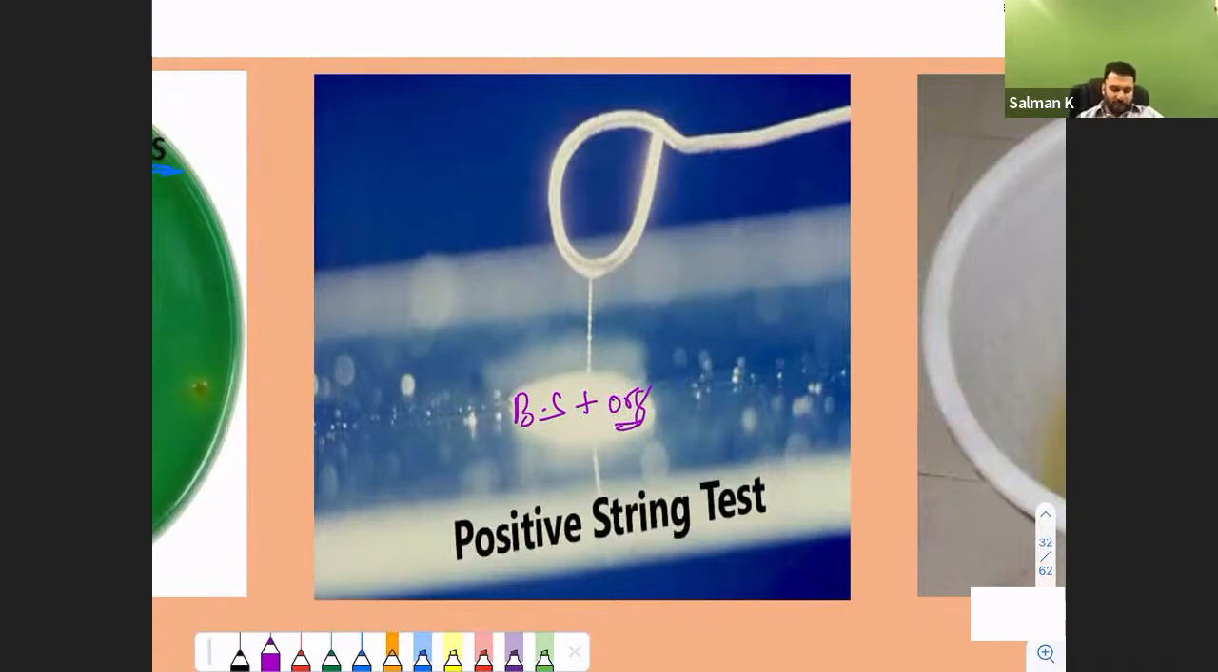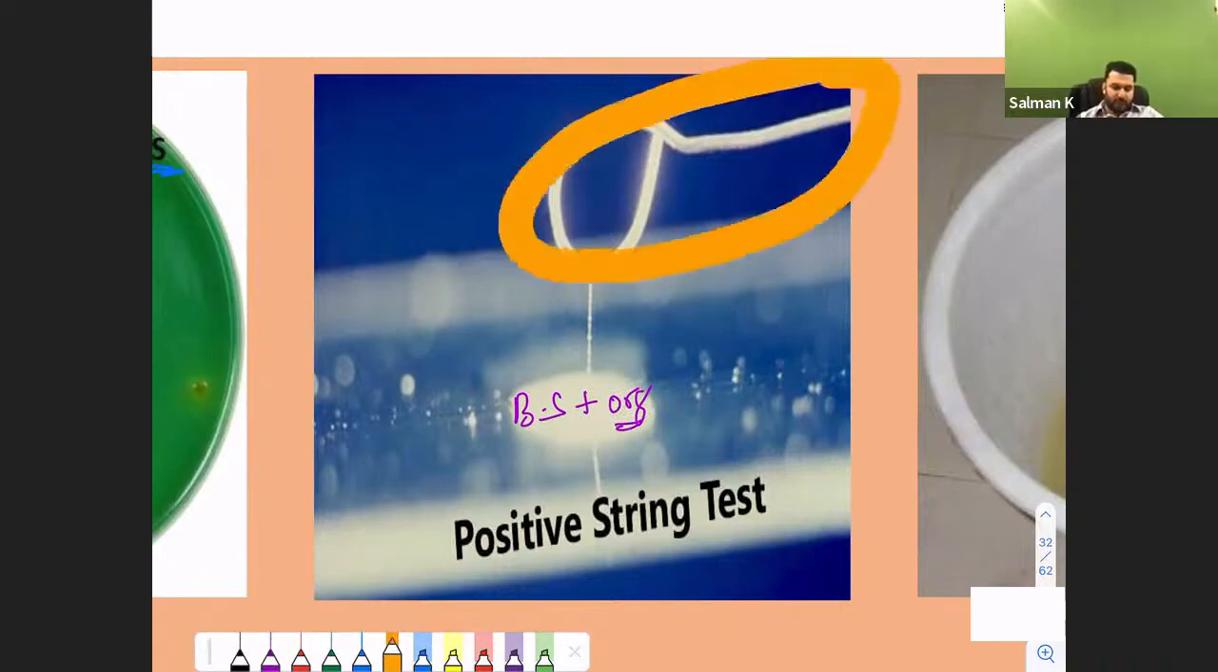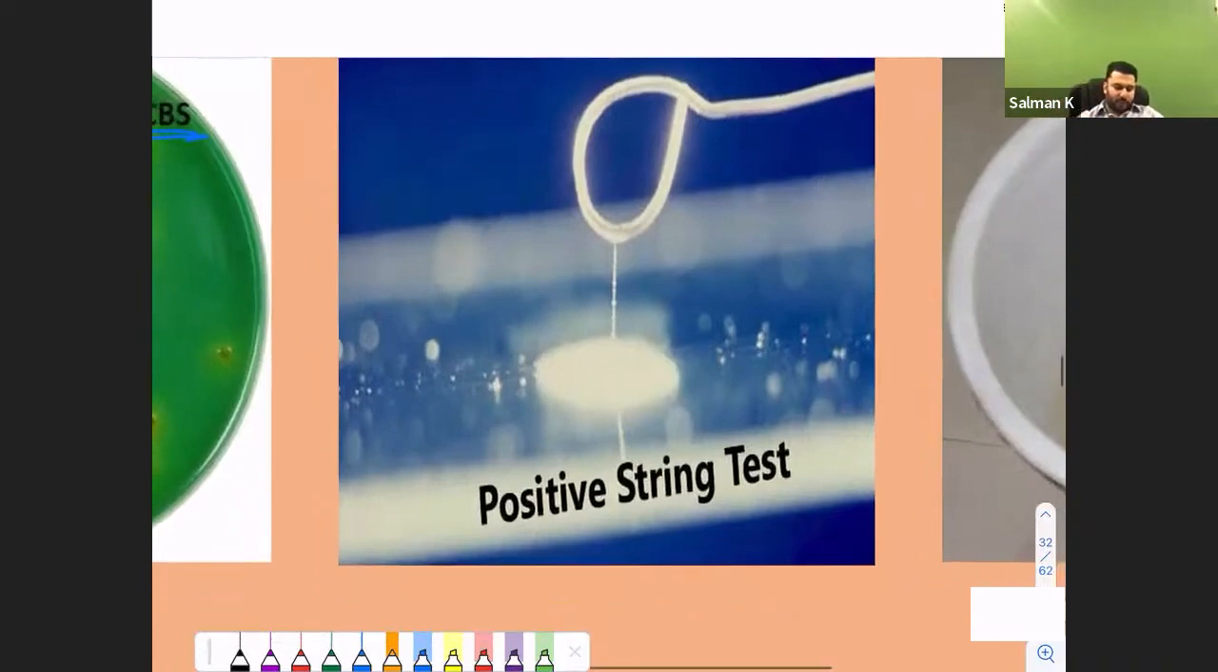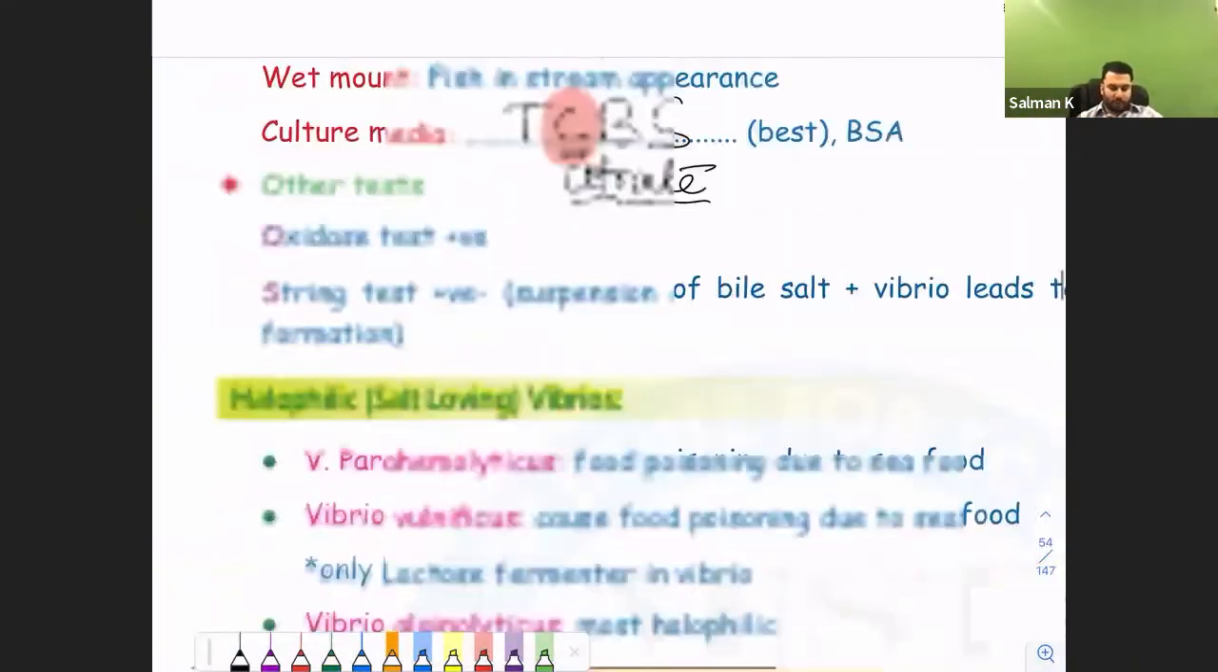I'm suspecting it to be Vibrio cholera. Now, take an inoculating loop, touch the slide and slowly retract the inoculating loop. If you see a string forming in this area, it's a confirmation that this is cholera, because cholera organisms interact with these bile salts in this area, and that is what is going to produce that string. Okay, so that's about it. That's Vibrio cholera.